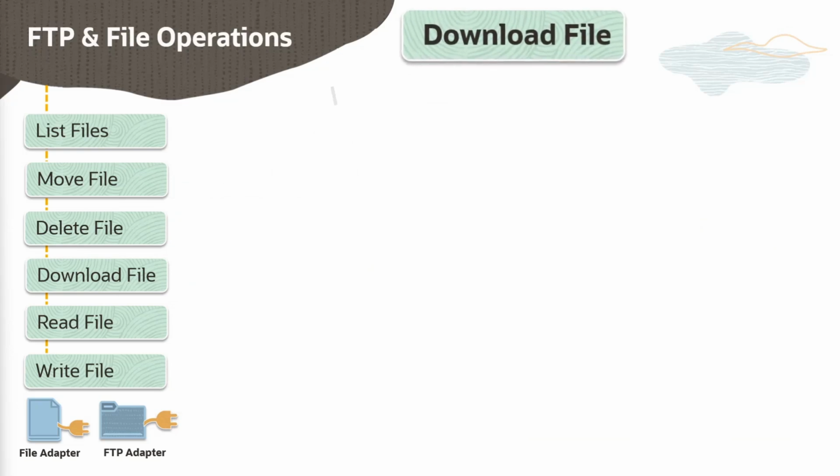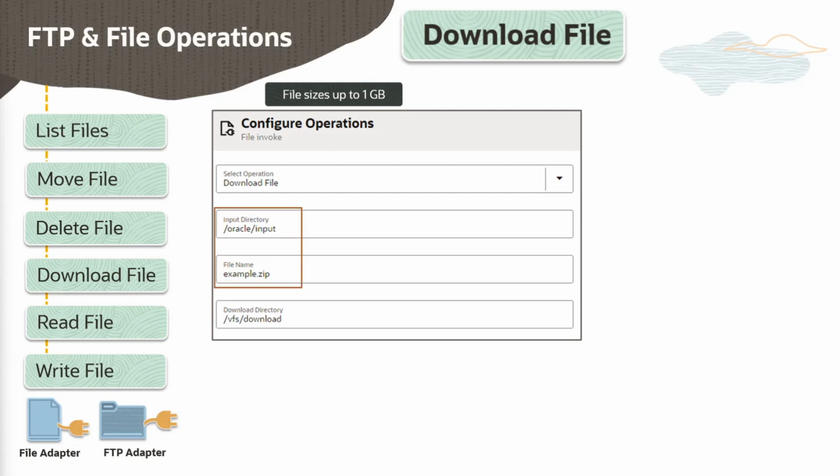The download file operation is used when you need to retrieve a larger file up to 1 GB in size. For both the file and FTP adapters, once you specify the directory location and the name of the file to download, you then indicate where in the logical virtual file system you want to stage that file. Now, typically this will be in preparation for the next file processing action.